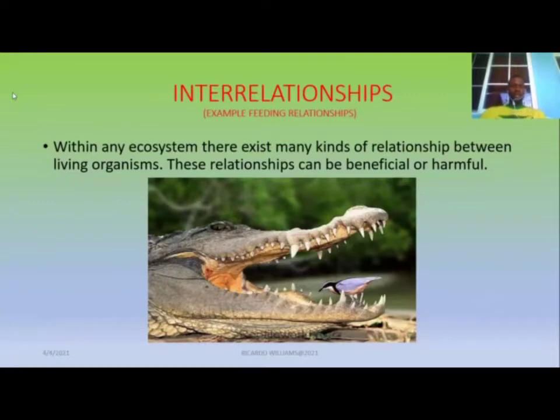So to begin with, let's just lay this out straight: within any ecosystem there exist many kinds of relationships between organisms, and these relationships can be beneficial and they can also be harmful. Based on the picture on your screen, you'd see a crocodile and a bird, and instinctively you would probably say that the crocodile is going to eat the bird, but that is not so, and they actually share a very beneficial relationship. But we will look further at that as we progress.